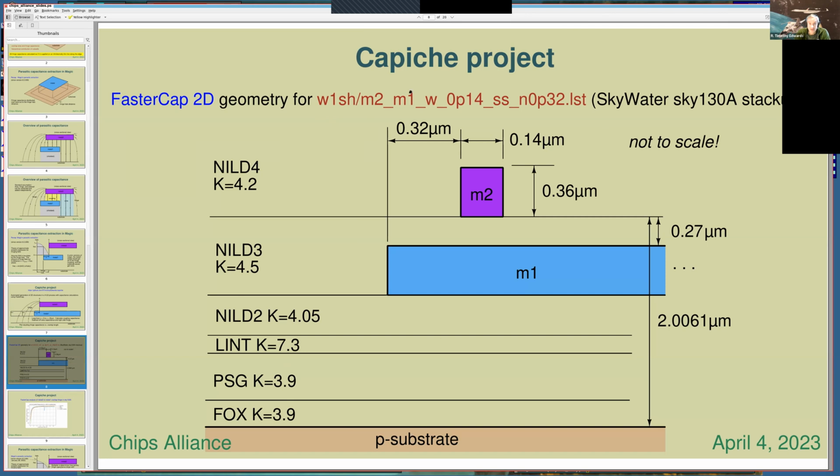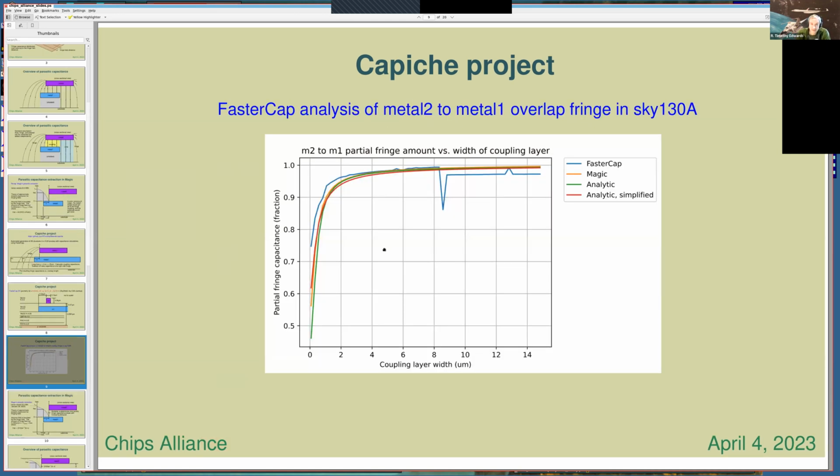I keep track of all these files in the Capiche project. I've got this directory called W1SH, meaning one wire over some shield metal. The file name is metal 2, metal 1, which is the wire on top and the shield underneath, then the width of the wire on top, and the spacing from the edge of the wire on top out to the edge of the shielding wire underneath. I create about 100 of these files and simulate each one in FasterCap. Then I can take the output of FasterCap and graph it. When you run the FasterCap top-level Python script, it will generate lots and lots of these graphs.